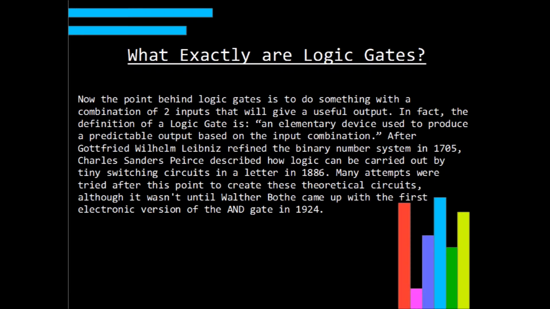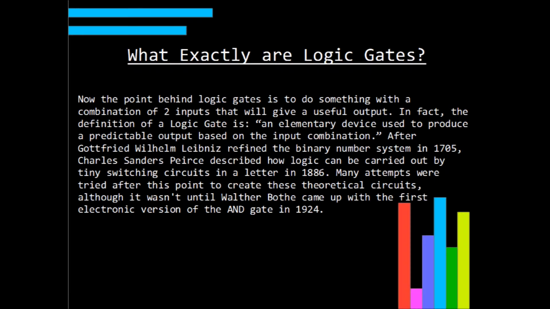The idea of a logic gate is to put two inputs in and you'll get an output that you can predict based on whatever logic gate you're using. Actually, the definition of a logic gate is very similar. I'm sorry, I completely messed up. Let's start again. An elementary device used to produce a predictable output based on the input combination. That is, two inputs produce one output, and based on what logic gate you're using, you can predict it.